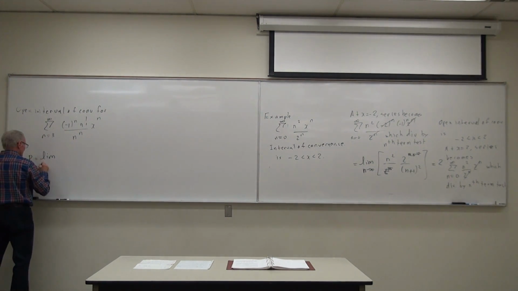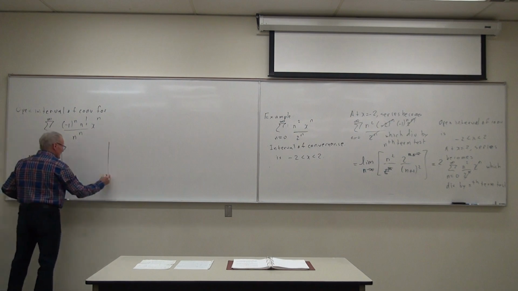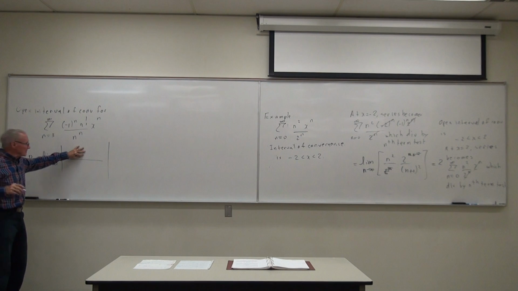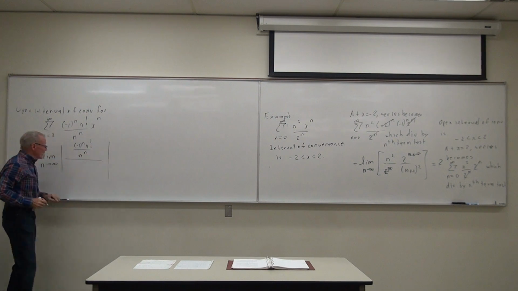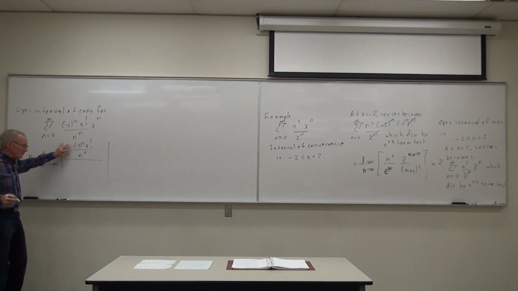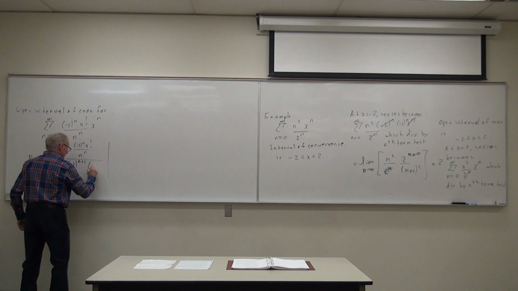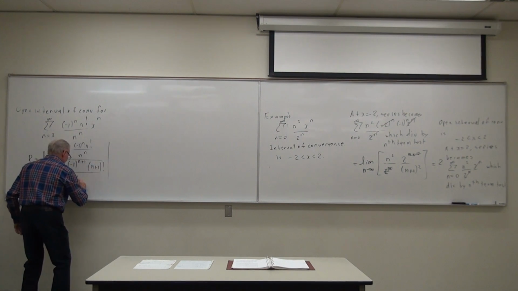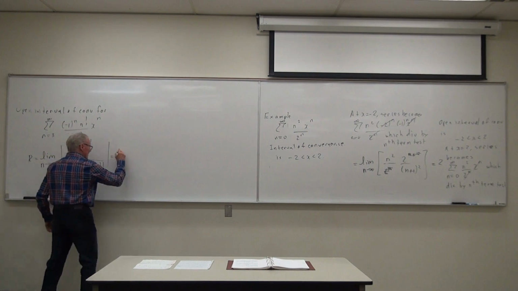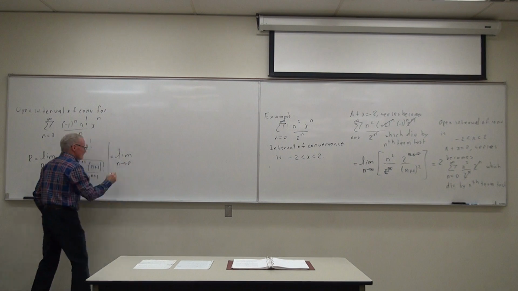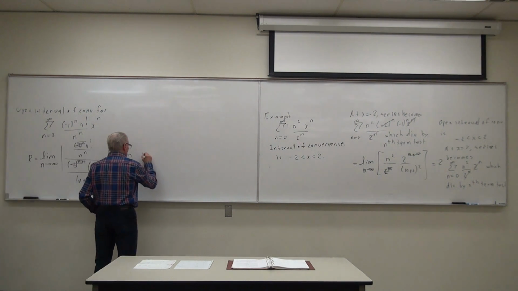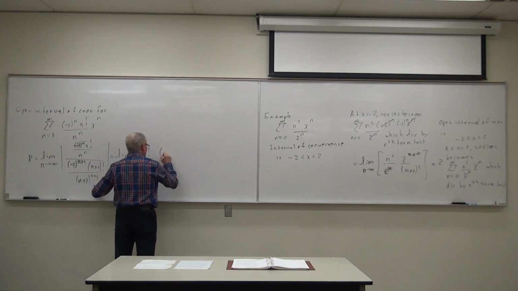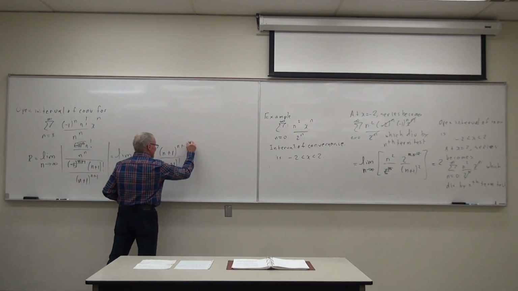R is the limit, n going to infinity, of the absolute value of a sub n, that which sits in front of x to the n. There it is: minus 1 to the n, n factorial over n to the n. But replace all these n's by n plus 1: minus 1 to the n plus 1, n plus 1 factorial over n plus 1 to the n plus 1. Limit. Let's simplify it. We can throw away all the minus signs because we've got absolute values. We've got n factorial over n to the n, and n plus 1 to the n plus 1 over n plus 1 factorial. Take that limit.